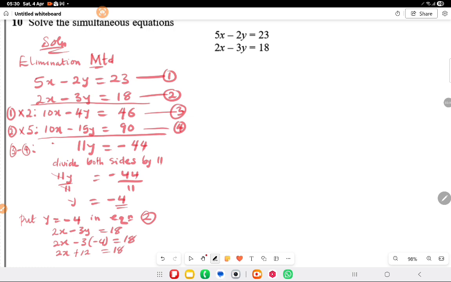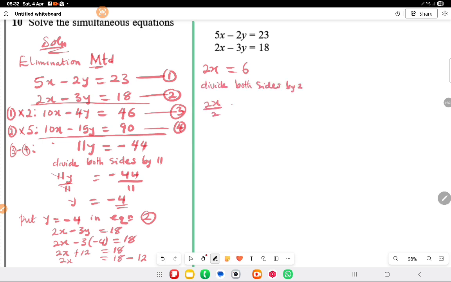Now we collect like terms. If we collect like terms, we have 2x equal to 18 plus 12, crossing the sign of equality, it becomes minus 12. Then we continue. 2x equal to 18 minus 12 gives us 6. Next step, we divide both sides by the coefficient of x, which is 2. We have 2x all over 2 equals 6 all over 2. 2 cancels, leaving x equals 6 divided by 2 gives us 3. Therefore, x equals 3 and y equals minus 4 as the answer.